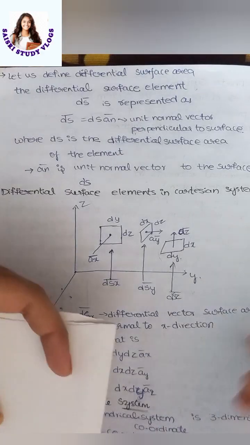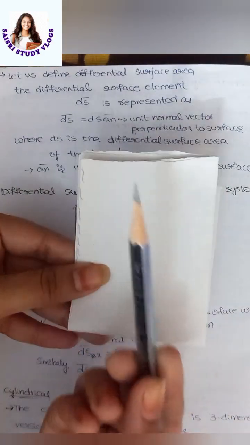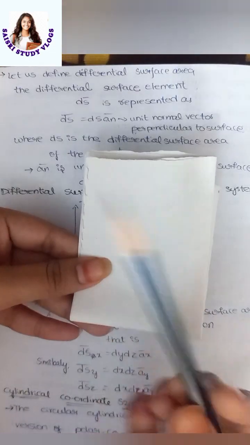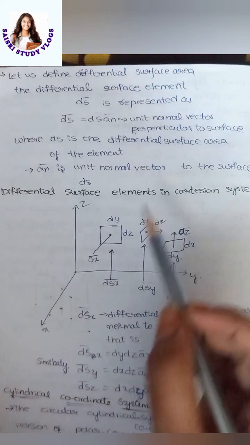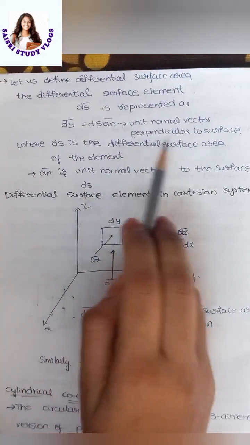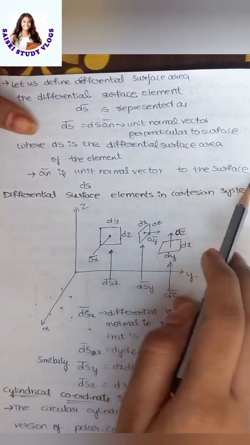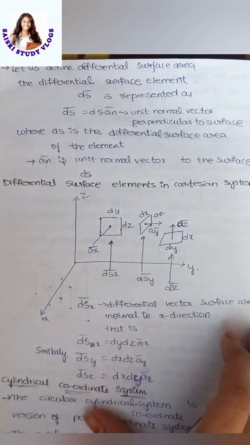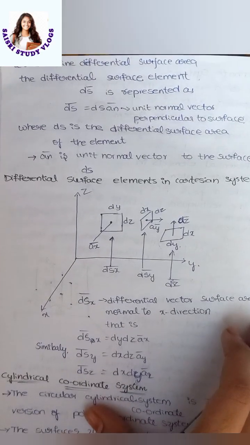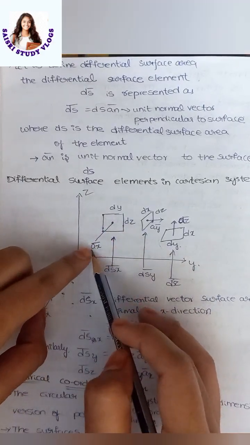The unit normal vector is, for example, if you take a surface like this, the unit normal vector will be in this direction, upward. So ds is the differential surface area of the element and an is the unit normal vector to the surface ds. So let us see some of the surfaces and how they change. Here we are taking three surfaces. Here the unit normal vector will be ax.